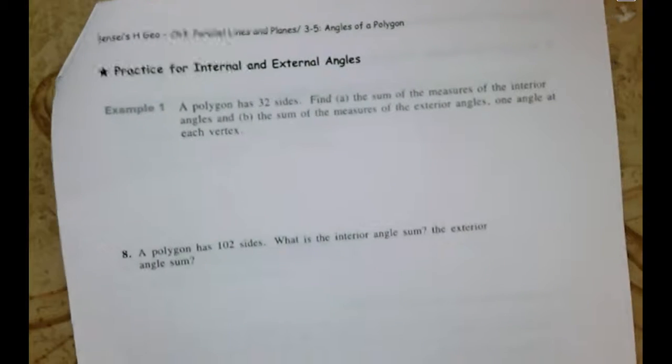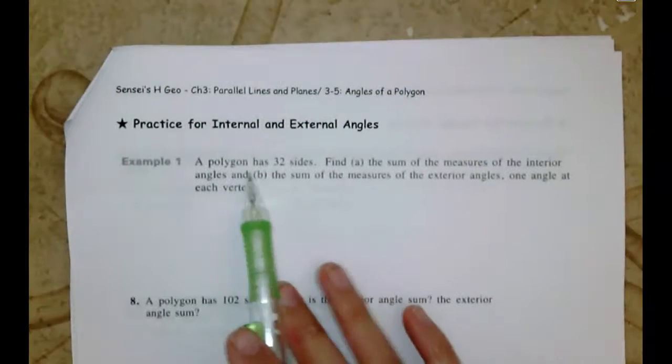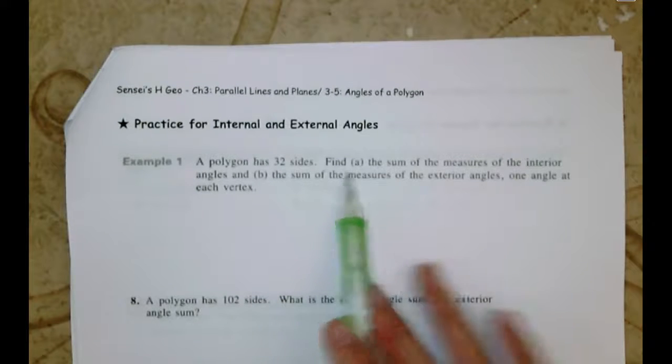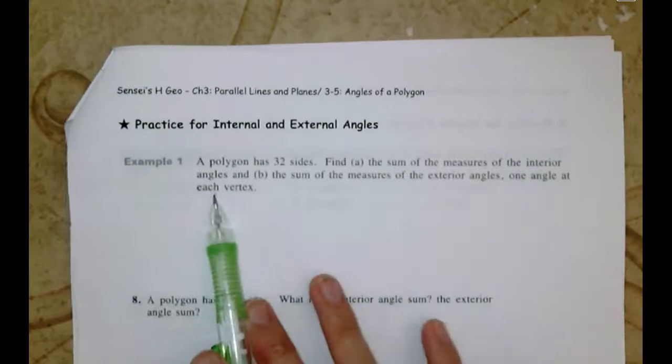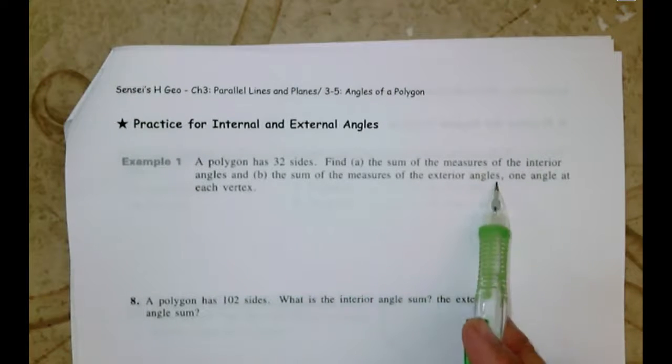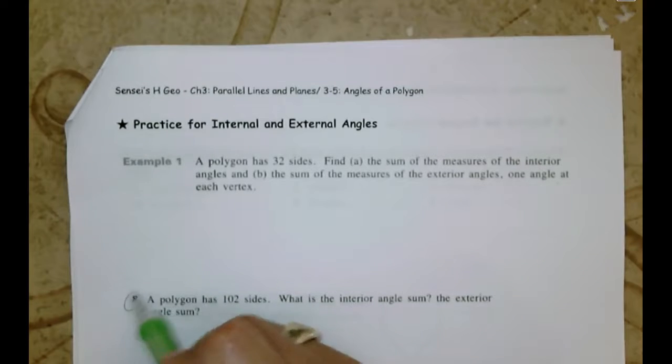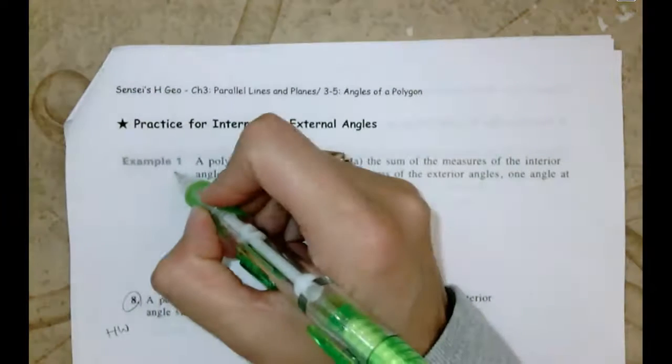Okay? All right, so here is the practice, and we are done. Here's a couple of practice problems and homework, and you're done. A polygon has 32 sides. Find the sum of the measures of the interior angles and the sum of the measures of the exterior angles, one angle at each vertex. Okay. So let's just do this one, and you do this one for homework.